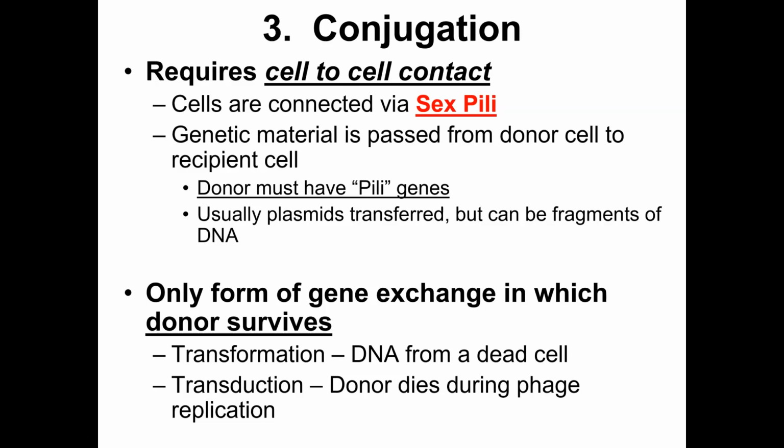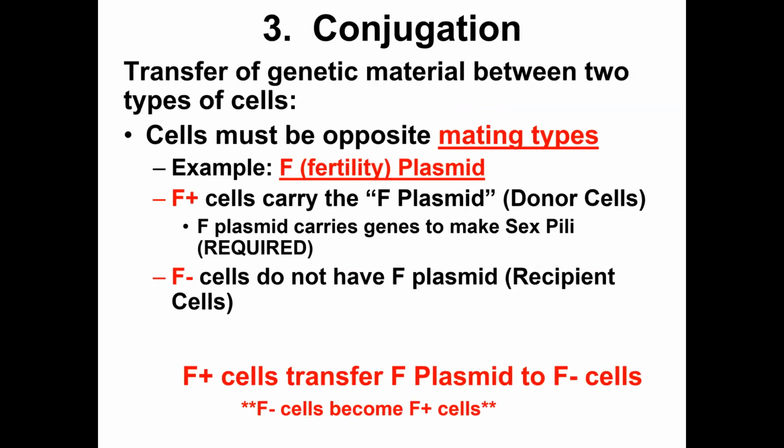Oh, and before I forget, typically plasmids are transferred in conjugation, but technically speaking, fragments of DNA could too. But I don't get into that model anymore. Okay, so when talking about conjugation, knowing that the donor has to initiate this, you often assign mating types, kind of like male and female. Okay, here you figure out who's the donor, who's the recipient.